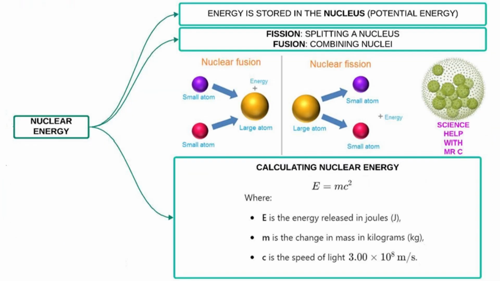And last of all, we have nuclear energy. Nuclear energy is the store of energy inside the nucleus of an atom. And again, it's potential energy. We have fission, which is the splitting of a nucleus, and fusion, which is the combining of nuclei. Both of these processes release energy. To calculate the nuclear energy, we have the very famous equation E equals mc squared. E is the energy released in joules, m is the change in mass in kilograms, and c is the speed of light, which is 3 times 10 to the 8 meters per second. And again, I don't think you'd ever have to calculate E equals mc squared in year 8.